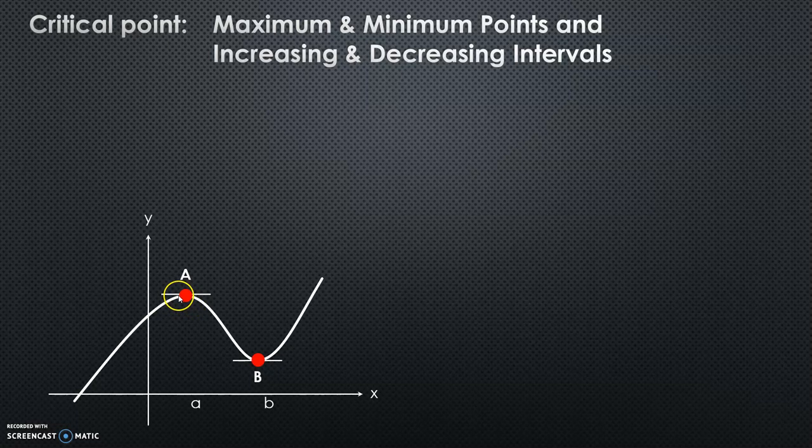So you can see that this is the peak, this is the top, and this is the bottom. You can see that this is point A and this is point B. Where the value of x is A, here the value of x is B. So point A is the maximum point, whereas point B is the minimum point.